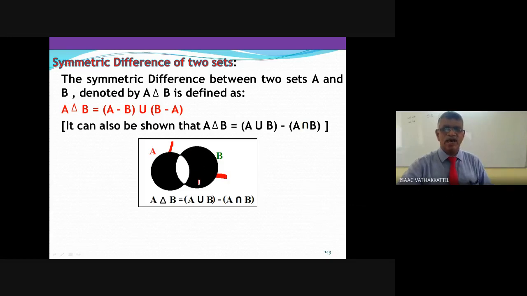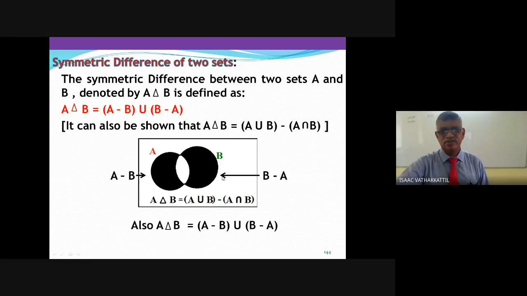Taking their union, A minus B union B minus A is as good as A union B minus A intersection B. Is it not? A minus B and B minus A, taking their union, you are getting the same thing. A minus B union B minus A is A union B minus A intersection B, that is A delta B.